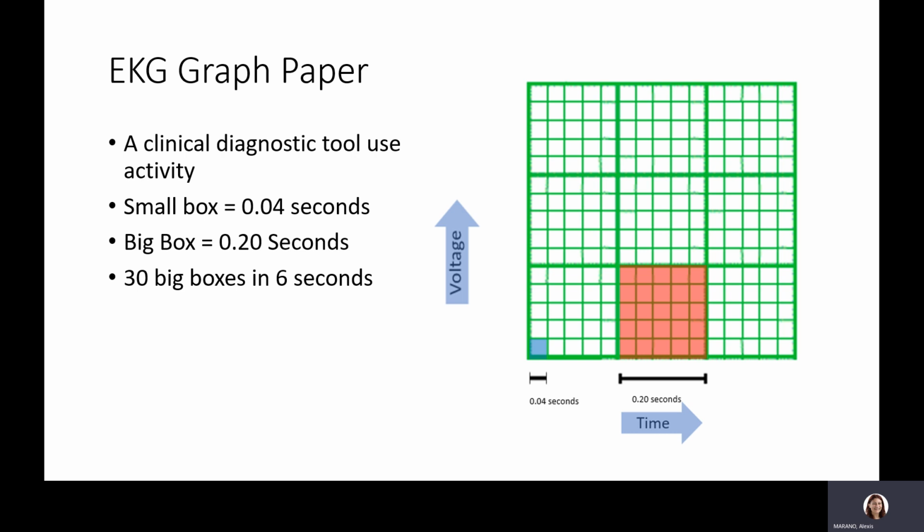So one small box measures 0.04 seconds. Right here, you can see the little blue box. And if you have 5 of those little boxes all together, it's going to create what we call one big box, and that's going to be 0.2 seconds. You have to have 30 of these big boxes in a 6-second strip in order to have the full 6 seconds.